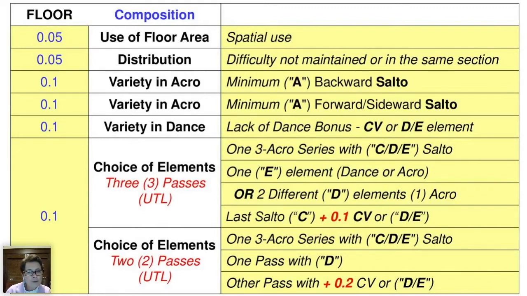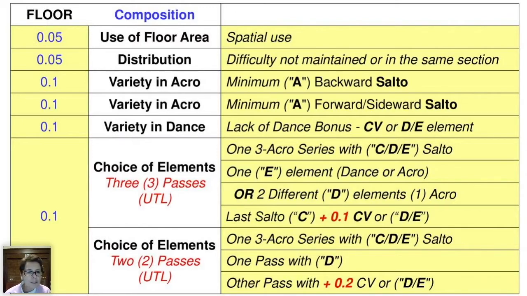Same for a forward or sideward salto. They need an A. This is not an aerial. It must be a salto. And then variety of dance. This is specific to college. They must have a dance bonus, either in connection value or a DE element. If they're lacking that, that's a 1/10 error.